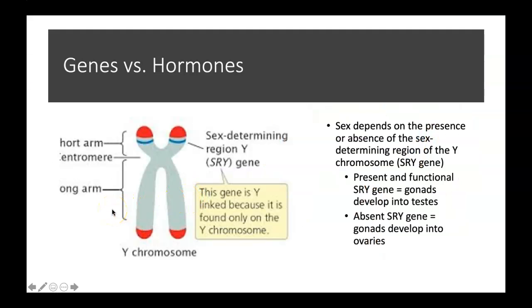Okay, so genes versus hormones. The determination of sex depends on the presence or absence of the sex-determining region of the Y chromosome, which is also called the SRY gene. If it's present and functional, the bipotential gonads will develop into testes. But if the SRY gene is absent, the gonads will develop into ovaries. This is under the direction of multiple female-specific genes. And if you look at this image on the right, you can see it says this gene is Y-linked because it is only found on the Y chromosome.